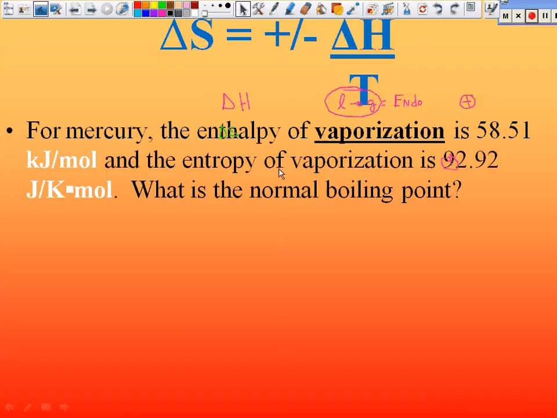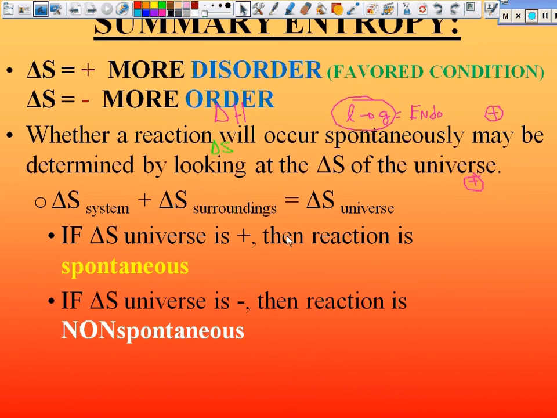All right. So the summary on entropy. Delta S, when it's positive, it's more disordered. Devin, you need to hear this. When it's negative, it's more ordered. Whether a reaction will occur spontaneously may be determined by looking at the delta S of the universe. Again, if it's positive, it's spontaneous. If it's negative, then it's non-spontaneous.